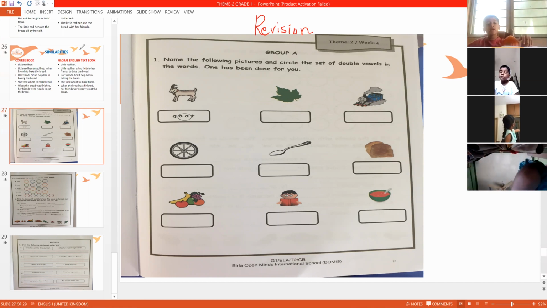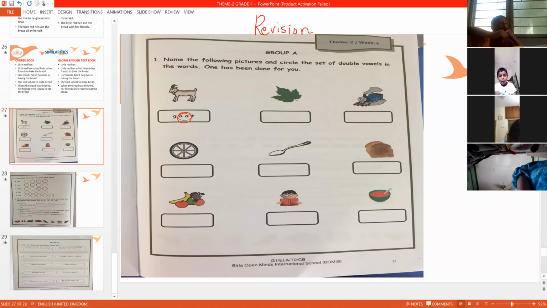Now see here, the first example is done for you. What is there? Goat. G-O-A-T. Goat. Here you can see O and A are placed together. O is a vowel and A is also a vowel. Now you can see the two vowels together. So that is a double vowel word.